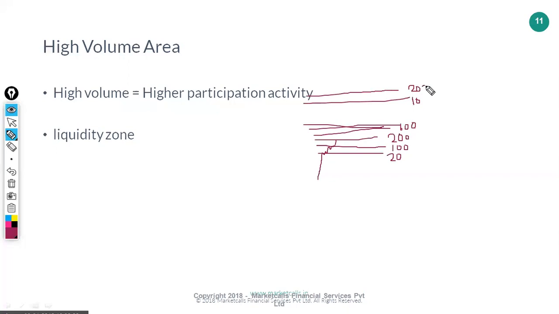If the price is moving here, it will result in more volume. If the price further moves up and moves in the low liquidity zone, only 30 lots would have been transacted over here. Whereas here, the transaction would be somewhere around a total of 1,100 lots. So when the price is traveling in a high liquidity zone, that means a flood of limit orders are there. These are high liquidity zones, which result in a higher volume, which results in higher participation activity. Right? At times, what happens?